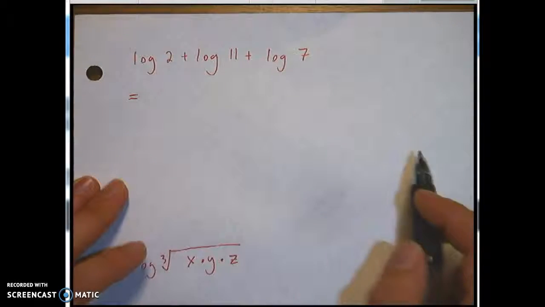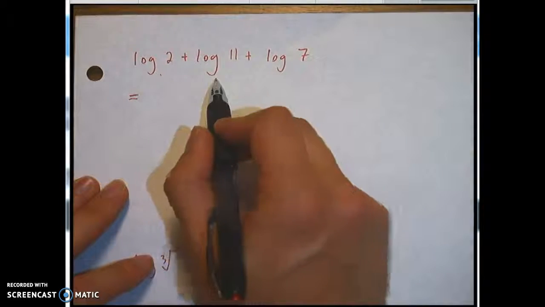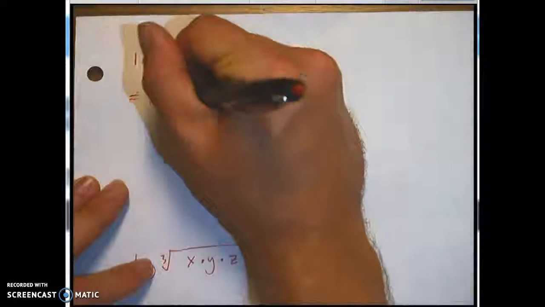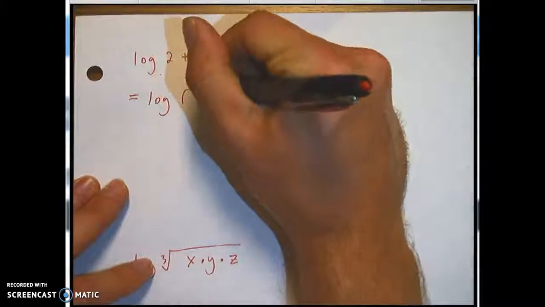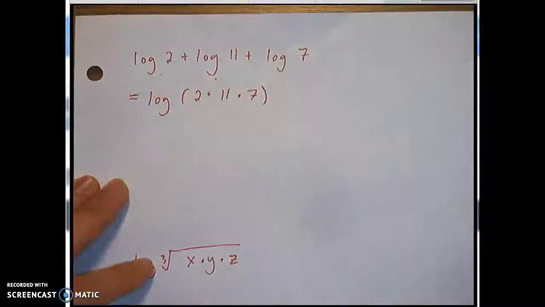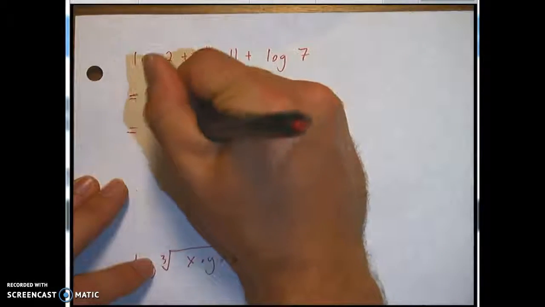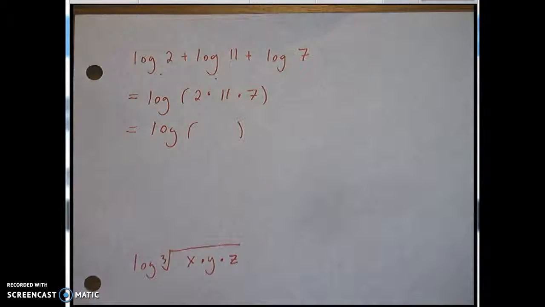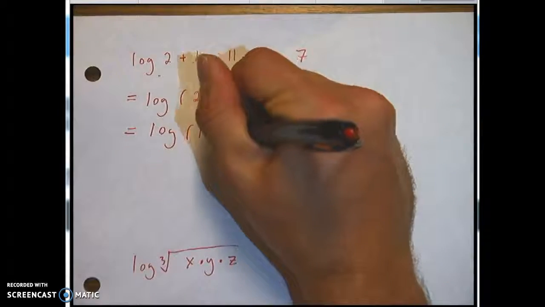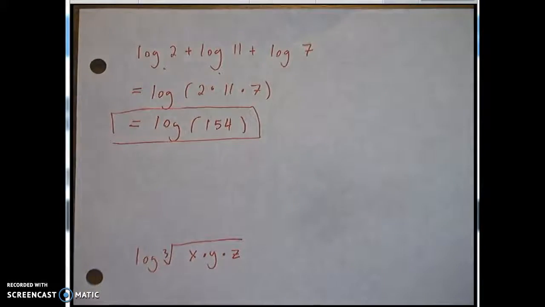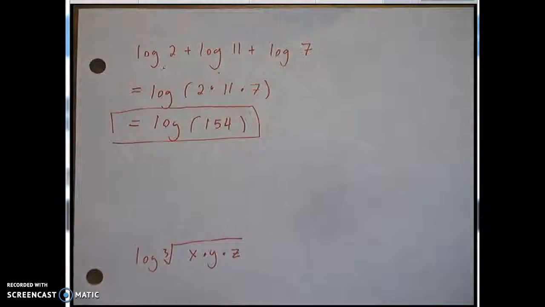Anyway, I want to condense these log 2, log 11, log 7. They're all base 10. I want to combine them into 1 log. So I can change that into log 2 times 11 times 7. And hopefully you recognize you can combine that a little bit more, because 2 times 11 is 22. 22 times 7 is 154.